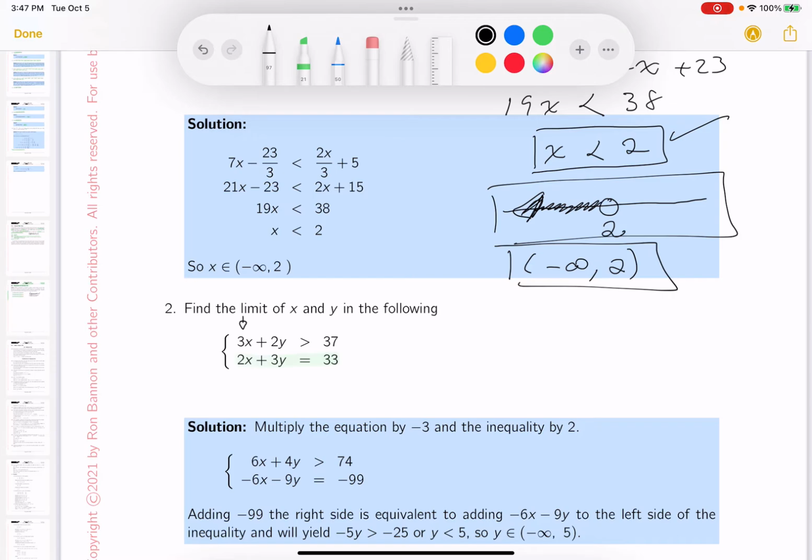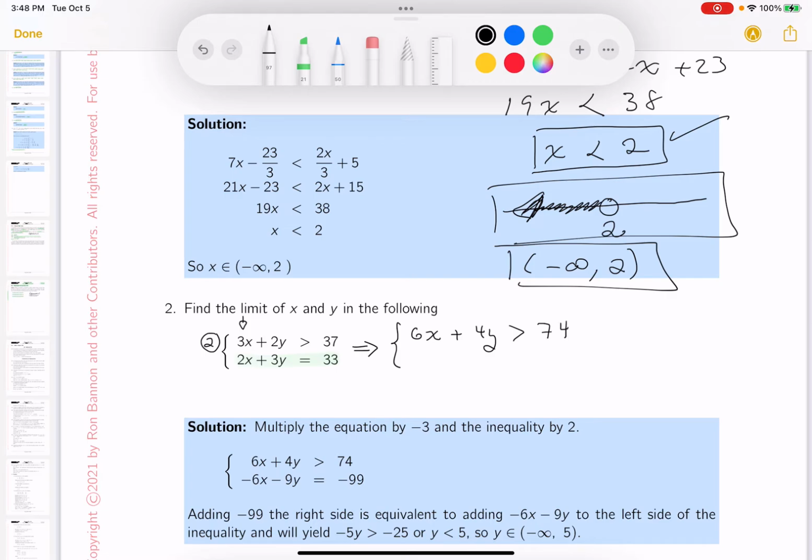All right, now what's the LCM between 3 and 2? It's 6. So I'm going to multiply the top equation by 2. Whoops, that's not an equation, it's an inequality. When you multiply an inequality by 2, a positive number, it'll have no effect on that inequality. Let's write that down. What do you get? 6x plus 4y is still going to be greater than 2 times 37, which is 60 and 14, 74.